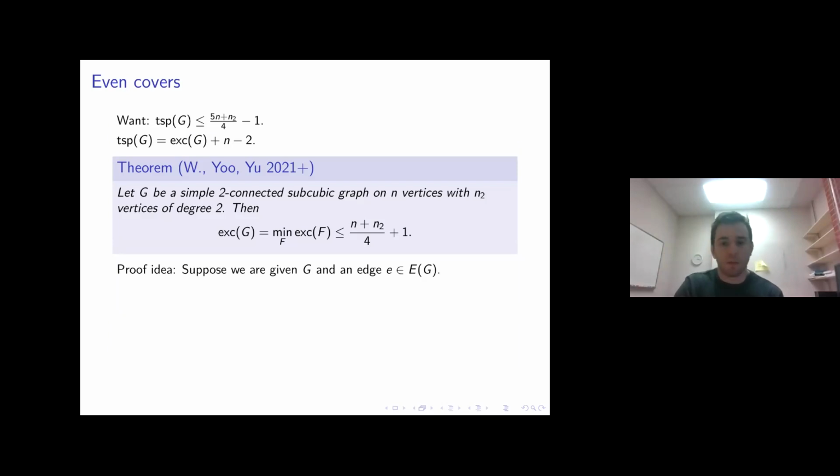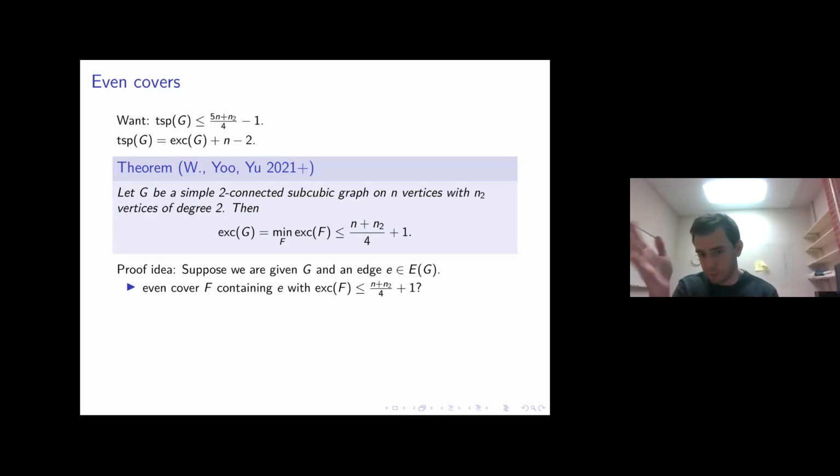Okay, so what's the naive way to prove this? Let's say you're given a graph G and an edge e. Can we find an even cover F containing e such that the excess of that spanning even cover is at most the bound we want? The answer is no, you can't do it. There are known constructions. For instance, I believe K4 minus an edge is off by a half. So you can't do it. There are infinitely many. So that ran into problems.